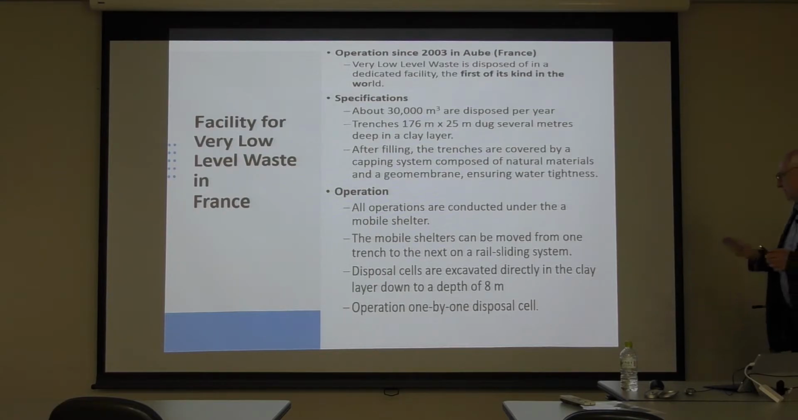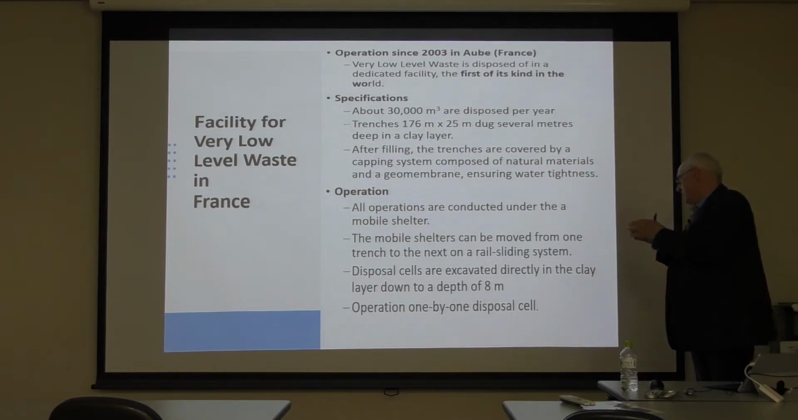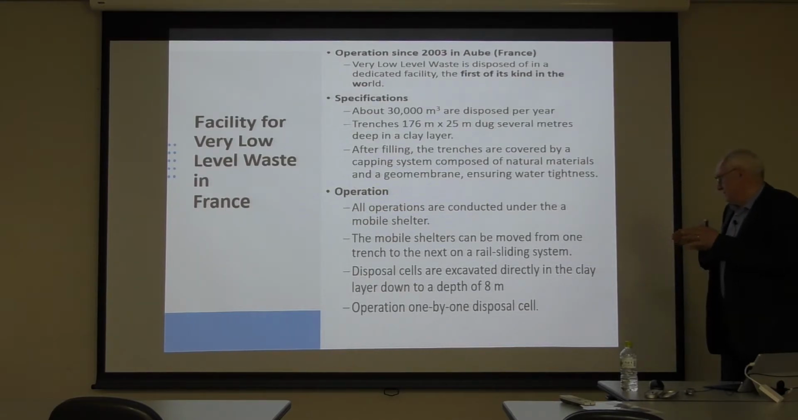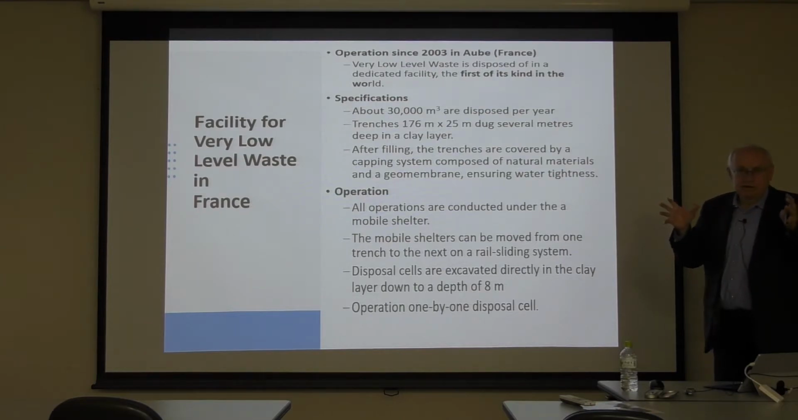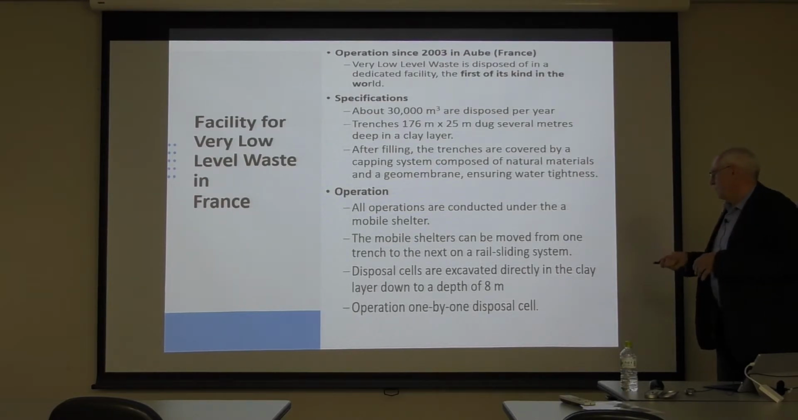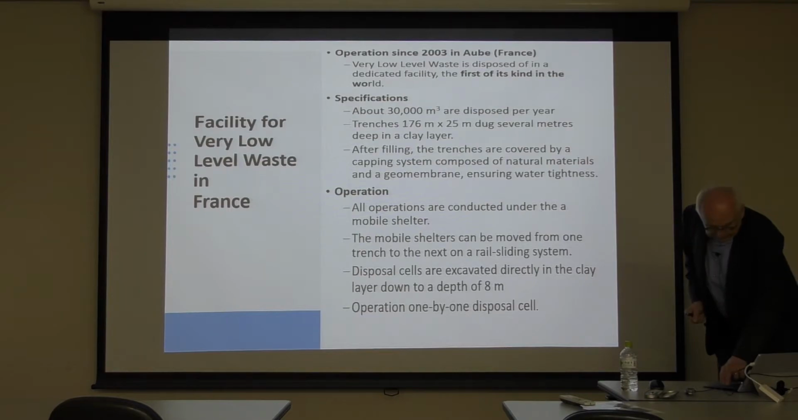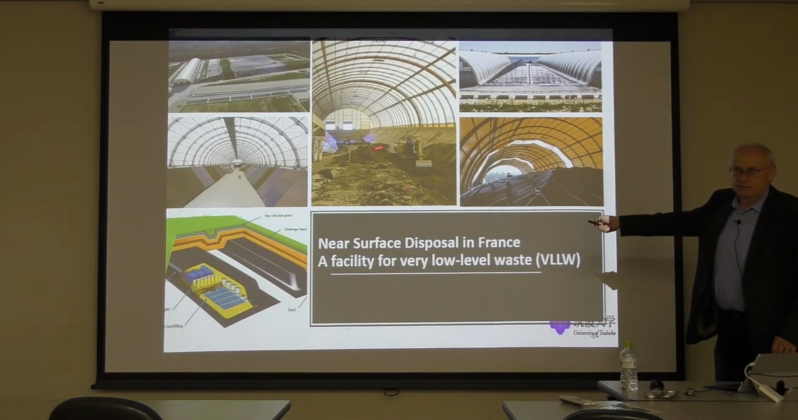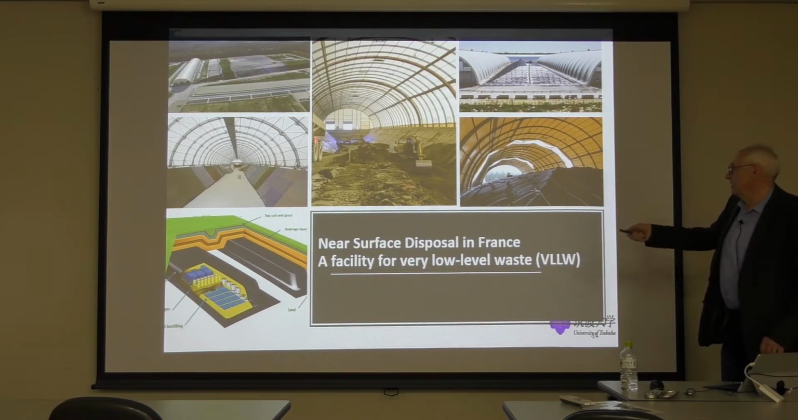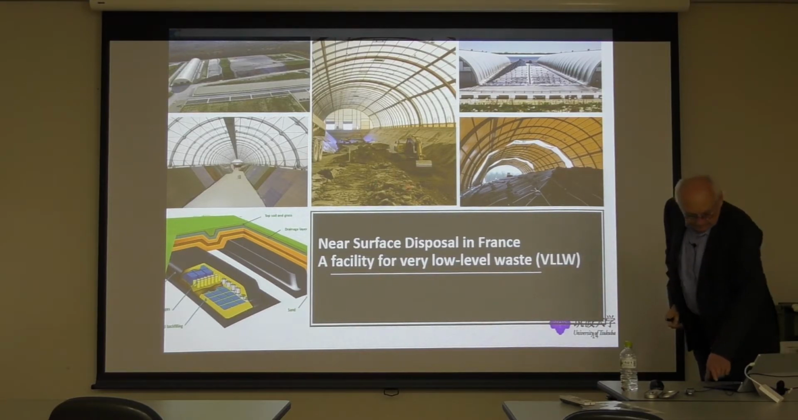And the interesting thing is that disposal cells are excavated directly in a clay layer down to a depth of 8 meters. And these cells or the trenches are operated one by one. If one is full, it is closed, and then disposal in the next one starts. So in this case, only one of these trenches is open, all others are covered. And when people work on it, then it is covered by a shelter to prevent intrusion of rain and water.